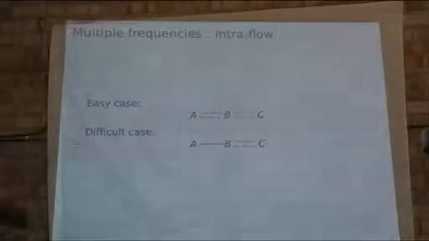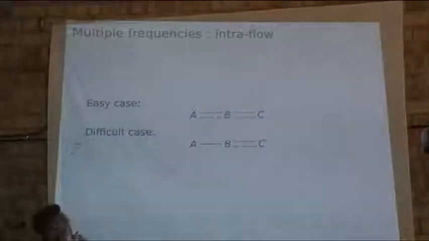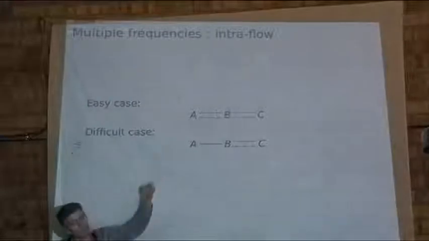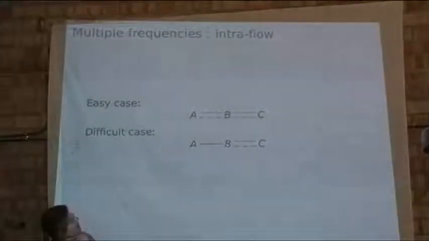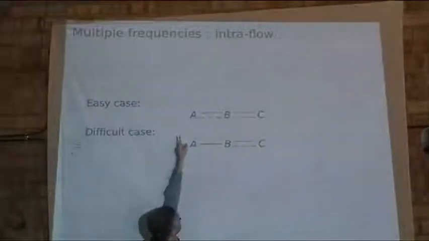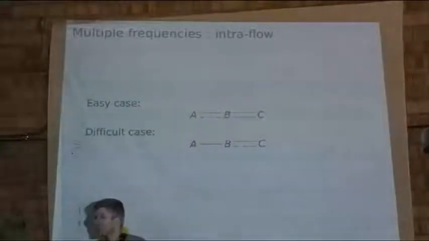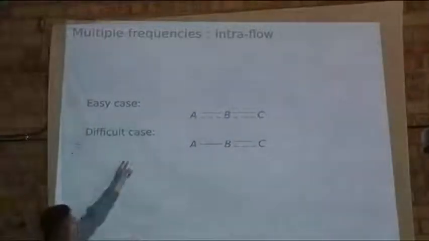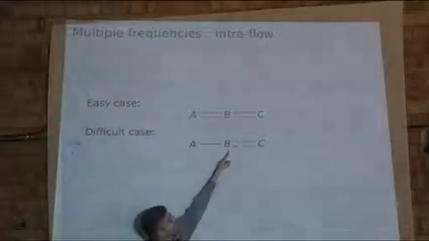Now for intraflow frequency, it's a little bit different. So up there it's the easy case. A wants to speak to C, and B has chosen one of the frequencies, say the solid one. Then A, if it is able to detect that B is speaking on the solid frequency, will be able to choose the dashed frequency.